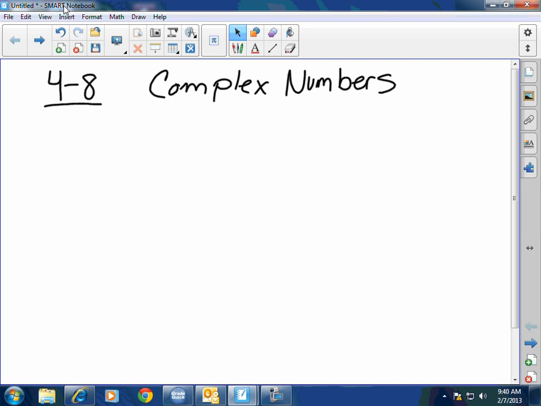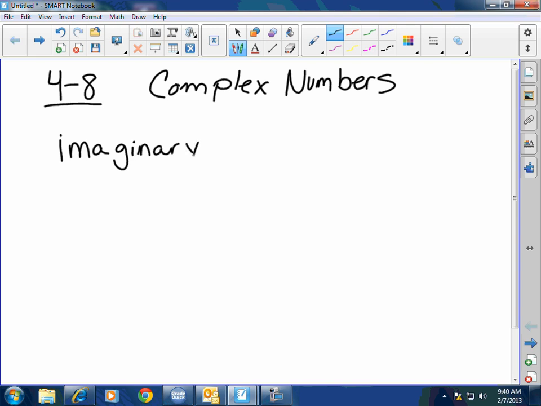Today we're going to talk about complex numbers, and complex numbers involve what's called imaginary numbers, okay? And imaginary numbers are really, really cool because they don't really exist, but we use them. We use their value. The imaginary unit is i. i stands for imaginary unit or an imaginary number.